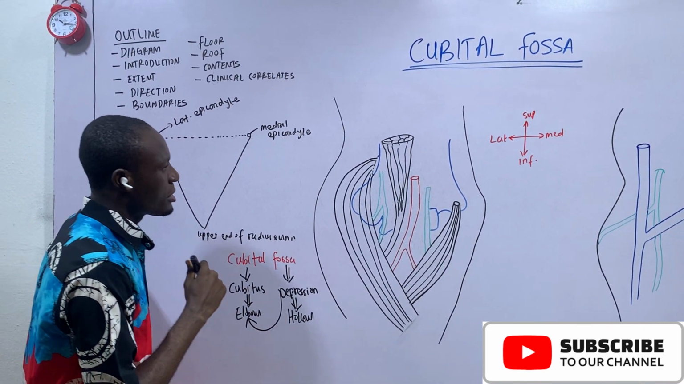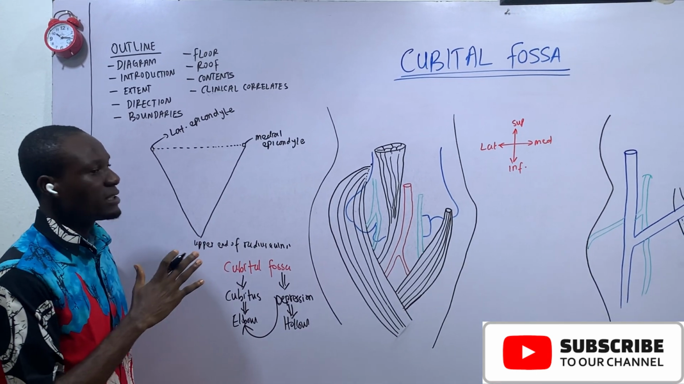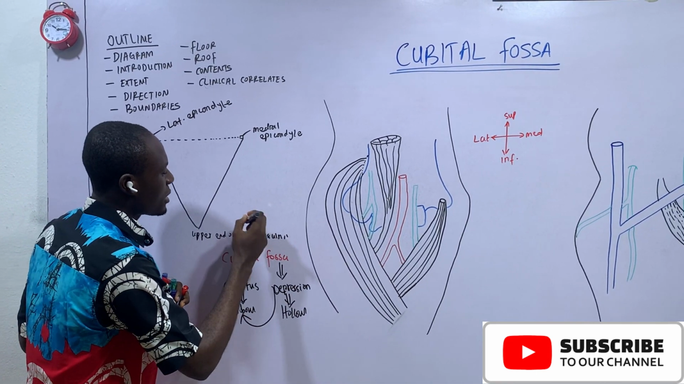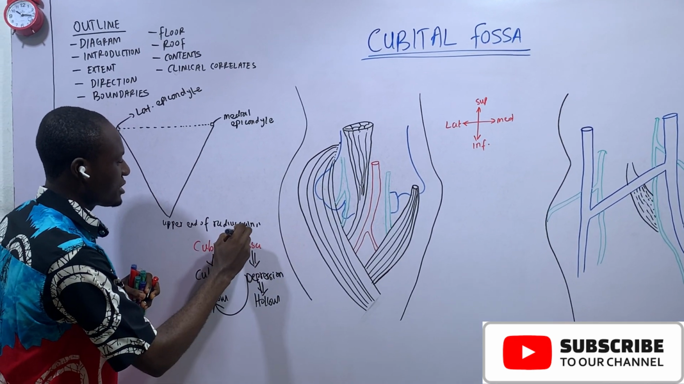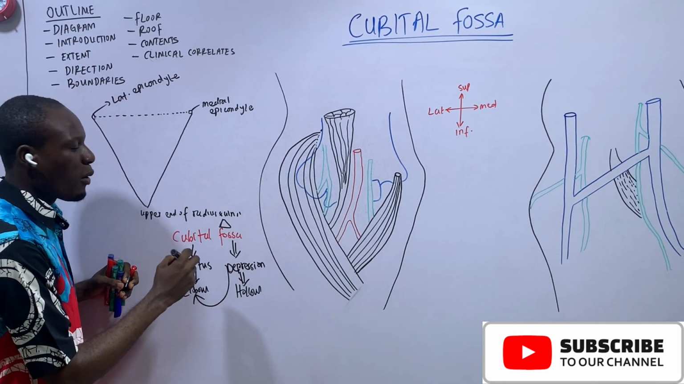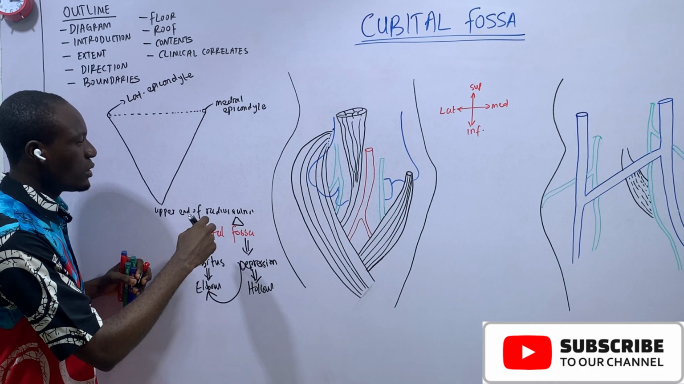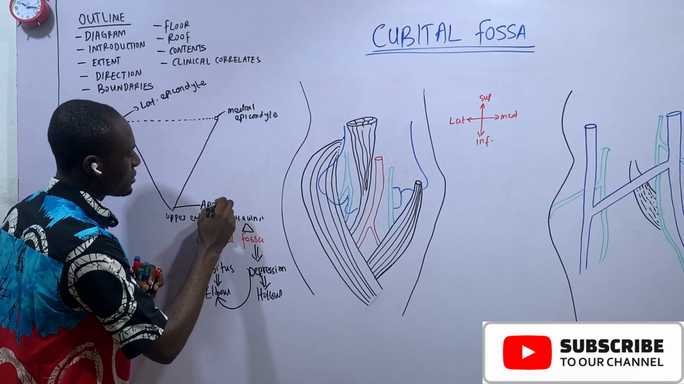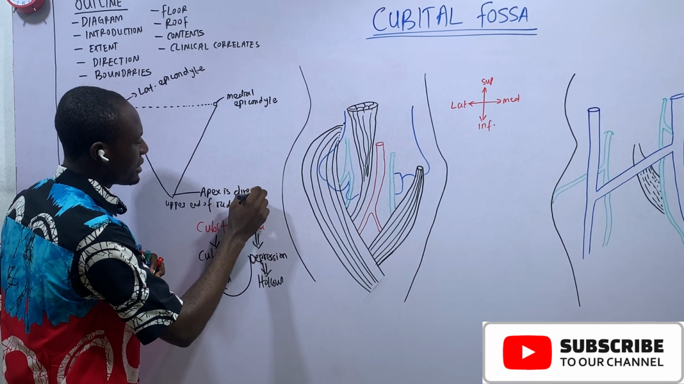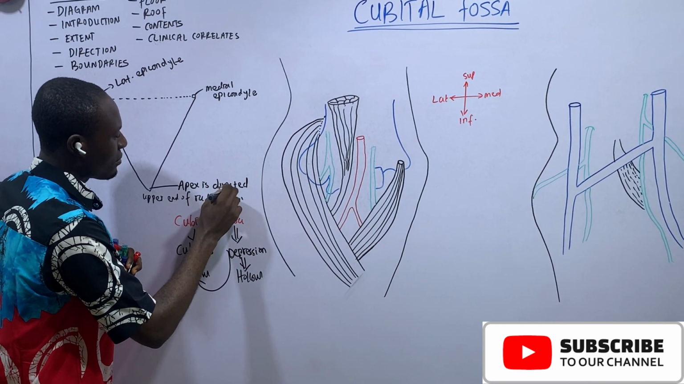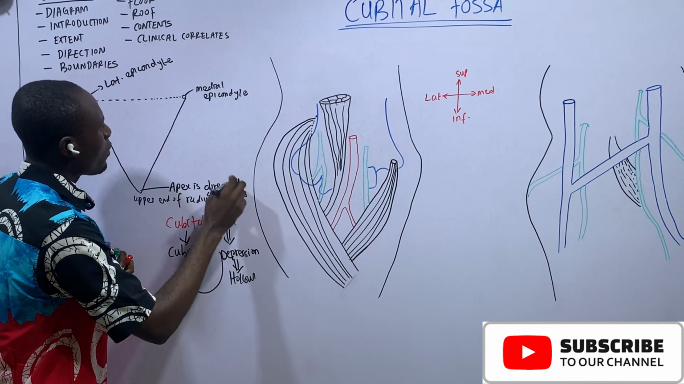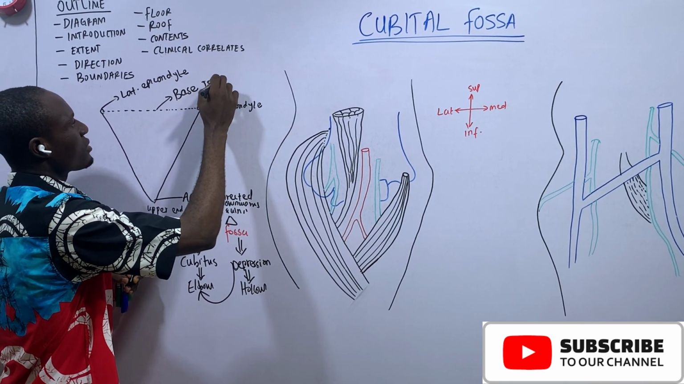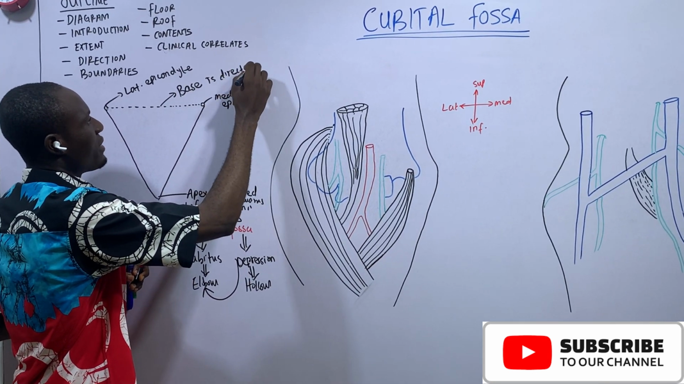Alright. Now, with regard to the direction, this depression has a shape. It is triangular in shape. The cubital fossa is triangular in shape. But we need to know the direction of this triangle. It has an apex. The apex is directed downward. While the base is directed upward.